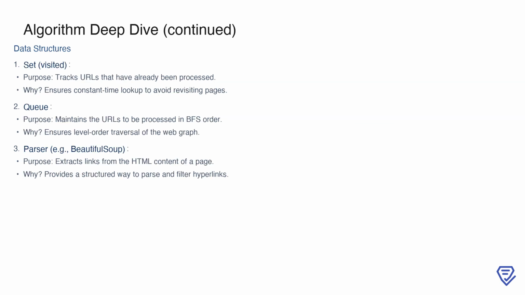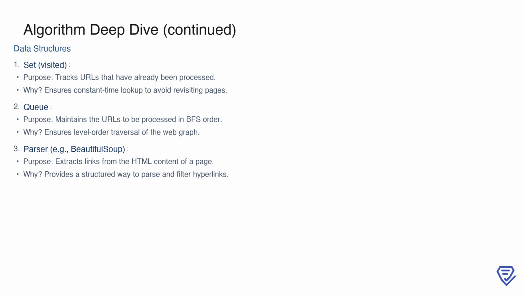The choice of data structures is critical to the efficiency of this algorithm. The visited set is used to track URLs that have already been processed, and because it offers constant time lookup, it ensures we avoid revisiting pages, even when there are millions of links to process. The queue is the backbone of the BFS approach, maintaining URLs to be processed in level order. This ensures a structured, breadth-first traversal of the web graph.